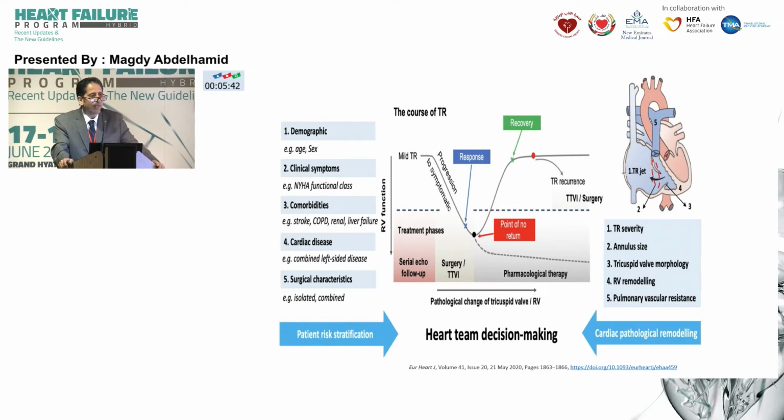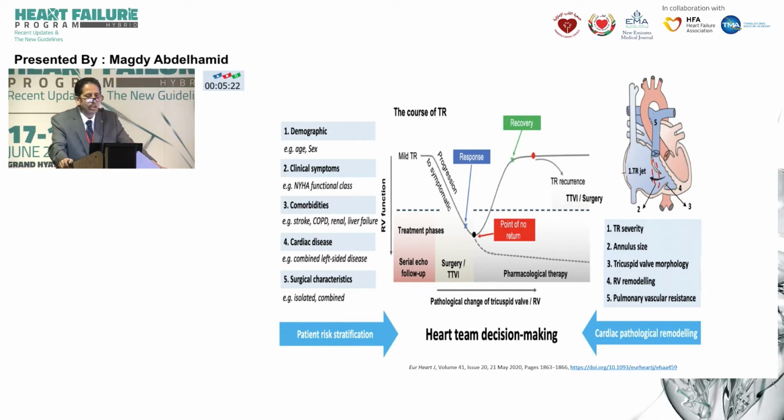The different phases of tricuspid regurgitation start with mild tricuspid regurgitation, which does not necessitate intervention, just serial echo follow-up. But with progression of TR and right-sided heart failure, RV dysfunction, and pulmonary hypertension, we need an intervention to correct the secondary tricuspid regurgitation.